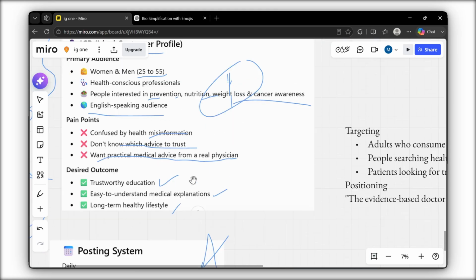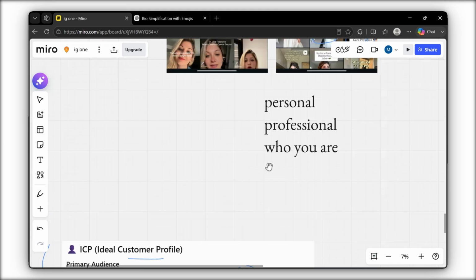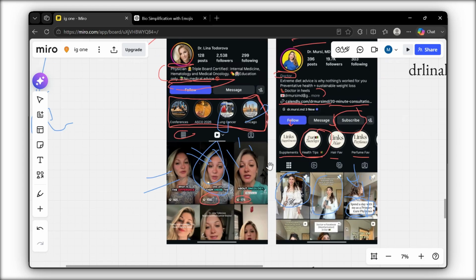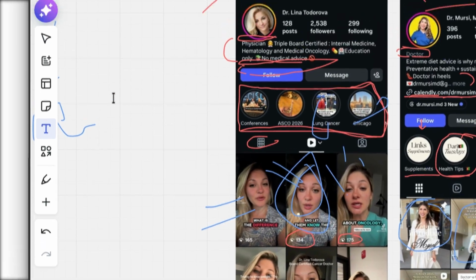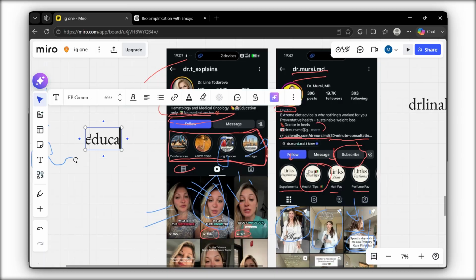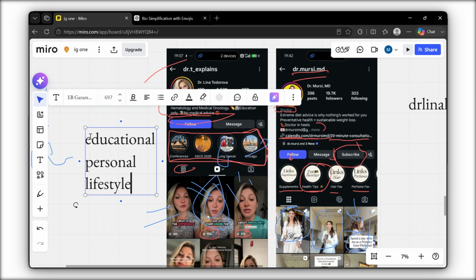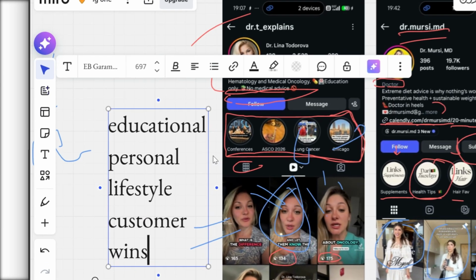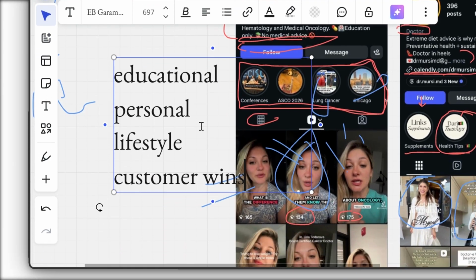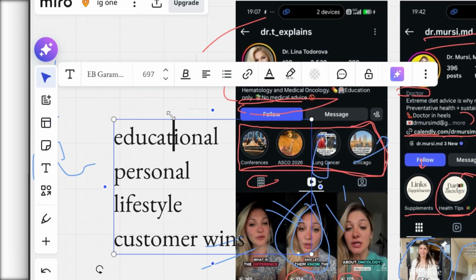And yeah, so this is our posting system, like 5 to 10 stories per day, 2 reels per day. And reels should be educational, personal, lifestyle, and customer wins. So it should be based on certain pillars, right? So it should be a mix of that.